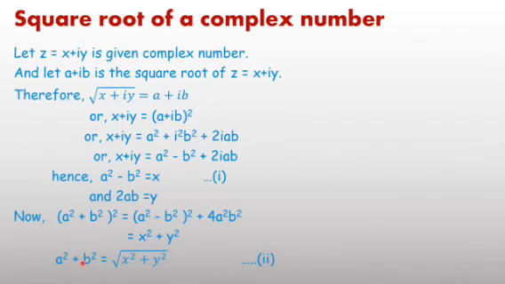Therefore a square plus b square we can write as under root x square plus y square. This is equation second. Now solve first and second to find the values of a and b. Step first, by adding first and second we can find the value of a square.